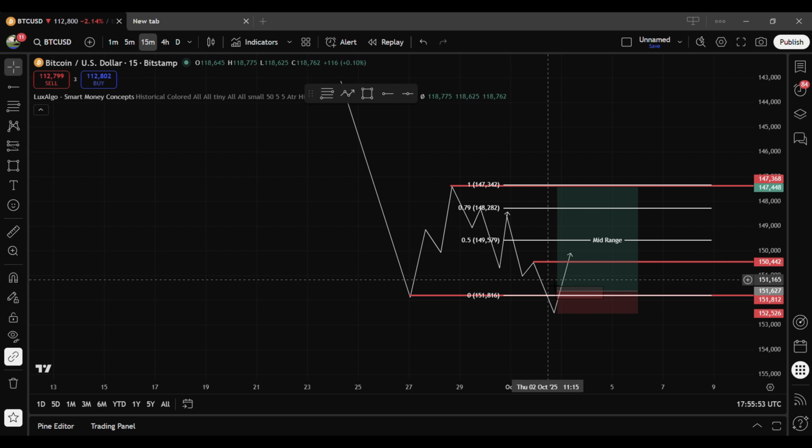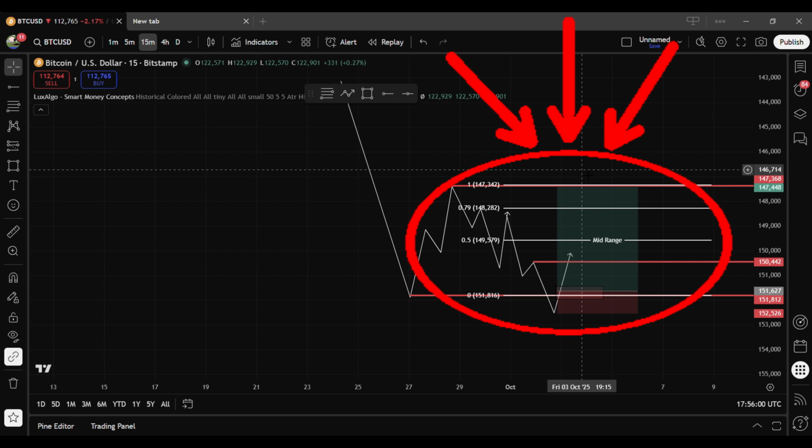One important rule is don't take the trade if the market structure shift happens outside of the range. It must come back into the range first to be valid.